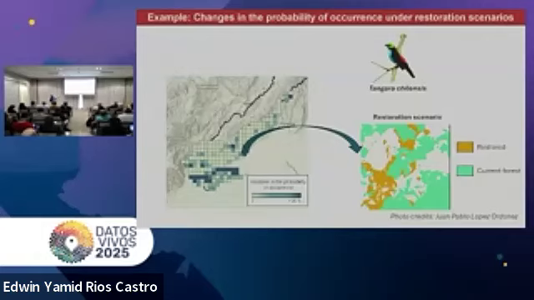So we can develop information about how, when we develop scenarios of restoration, for example, and we link that with the landscape metrics and the models of probability of occurrence, there will be some increase in the probability of occurrence if some specific management actions are applied at the landscape scale.